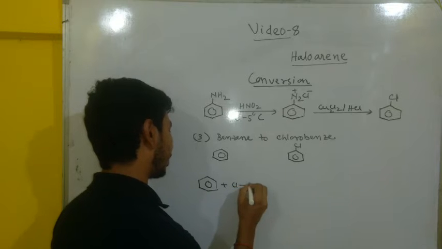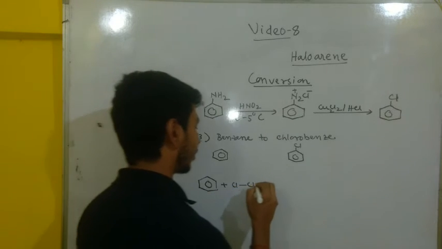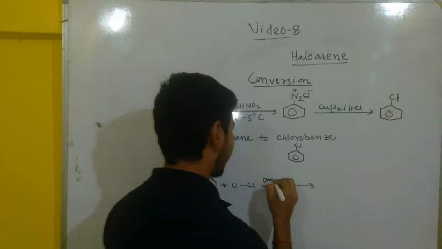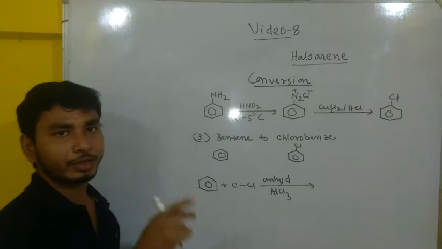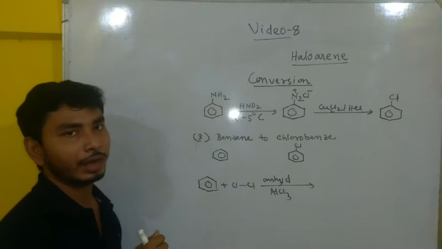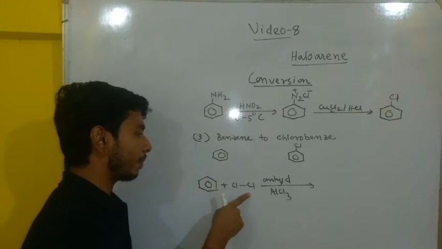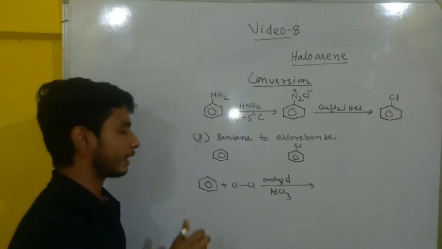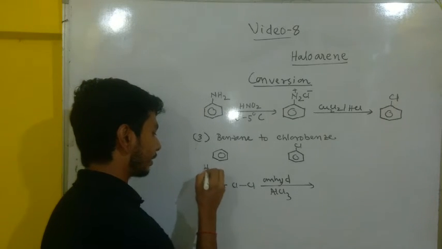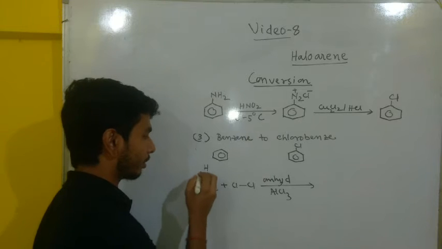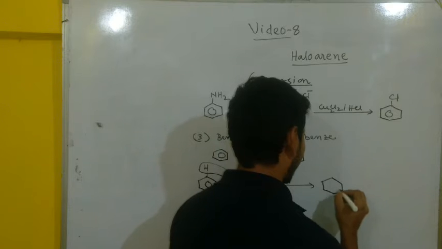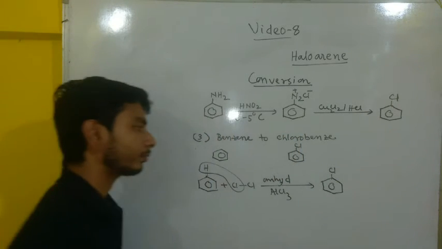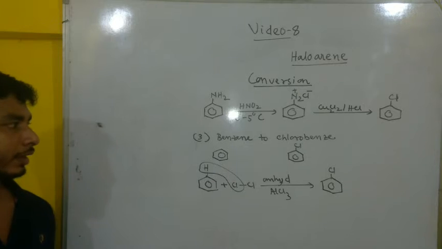Benzene on treatment with chlorine in the presence of anhydrous AlCl3. We have discussed this reaction as the first reaction for the preparation of haloarenes. Each carbon atom carries one hydrogen, so H and Cl are removed as HCl, and we get chlorobenzene. This is the conversion of benzene to chlorobenzene.